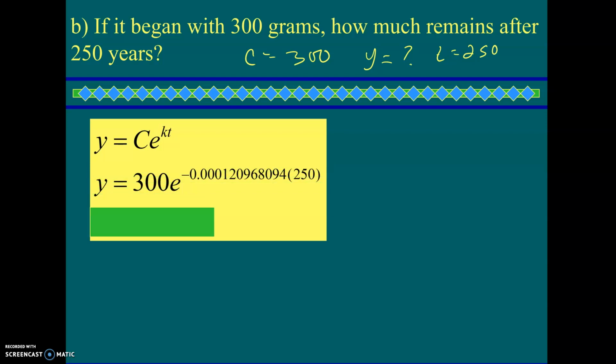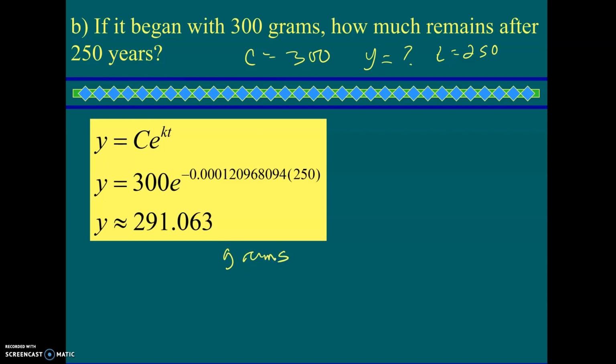So this is the decimal value right here, this long decimal. You could type it in as your exact value, which was ln of 0.5 over 5730, whatever, it doesn't matter. Just make sure you don't round, because then you'll get rounding error in your final answer. And there we go. And this should be grams.